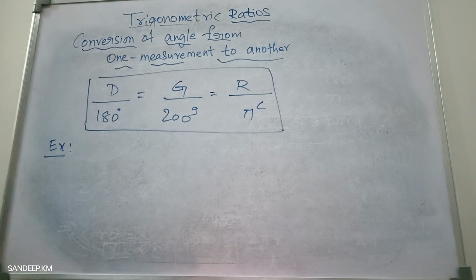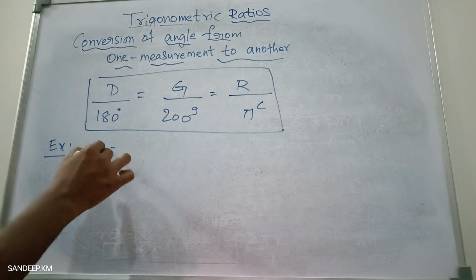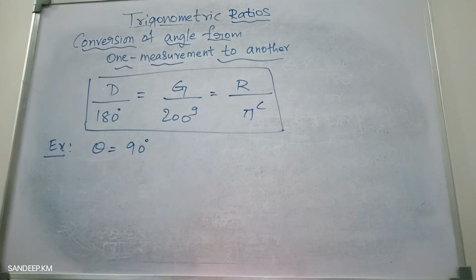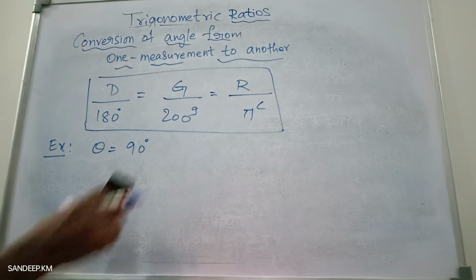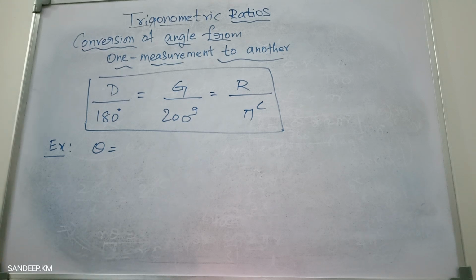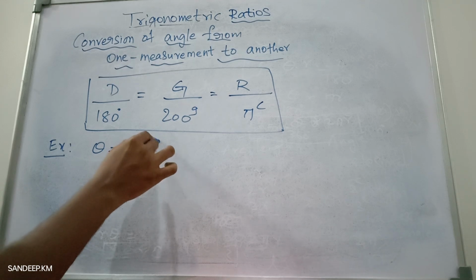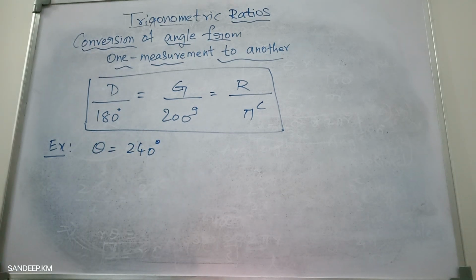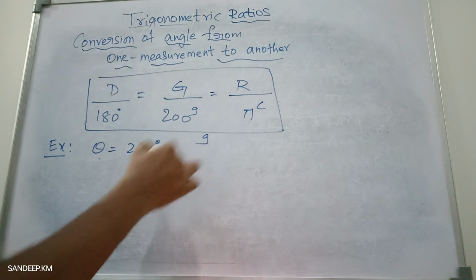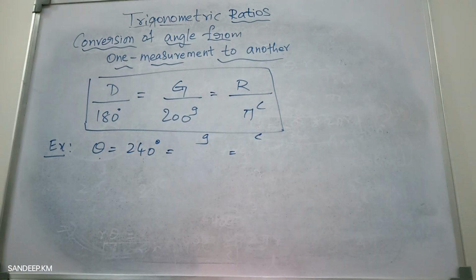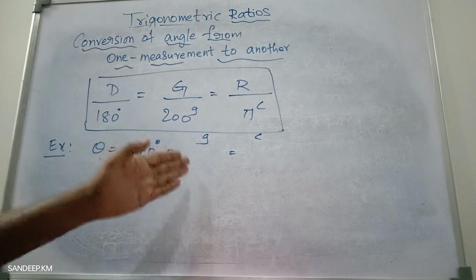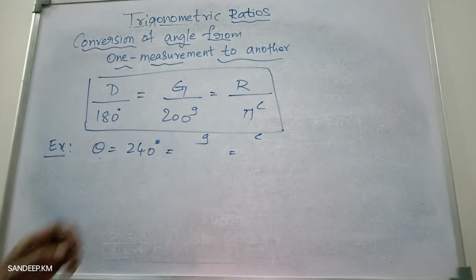Let us take an example. So let the given angle be in degrees and let that angle theta be 90 degrees. We are supposed to convert 90 degrees into grades. Instead of using 90 degrees, let us take a different measurement, because all of us know 90 degrees is pi by 2. So instead of 90 degrees, for example, I will take the angle as 240 degrees. So if the angle is 240 degrees, what is its measurement in grades and what is its measurement in radians? They will ask us: 240 degrees is how many grades, or 240 degrees is how many radians.